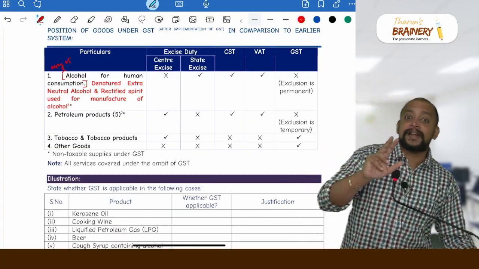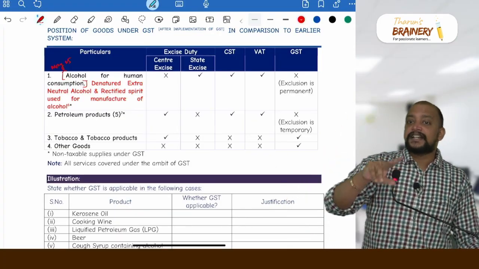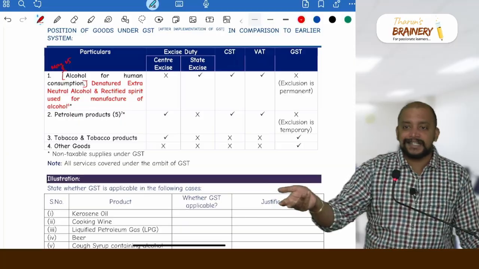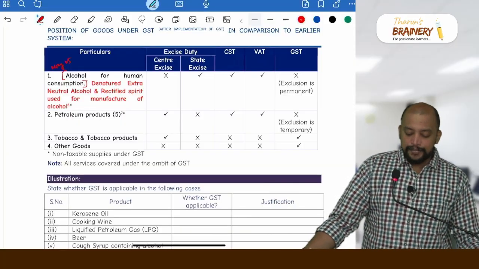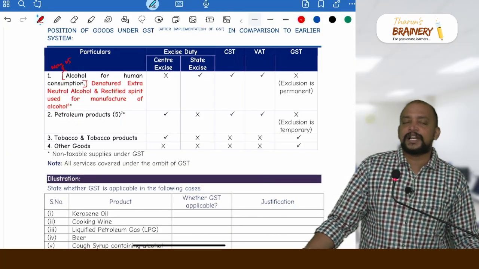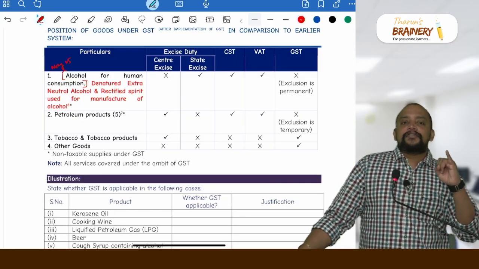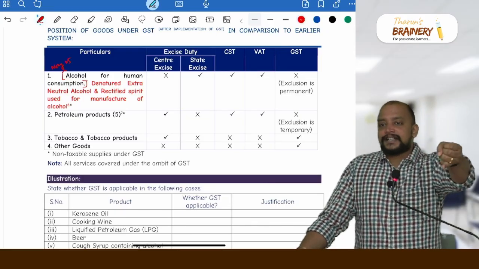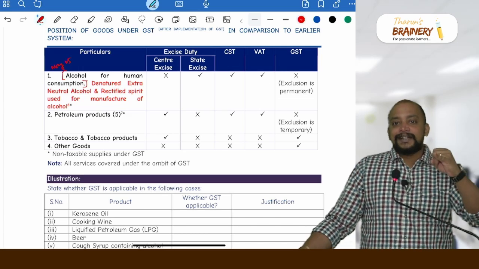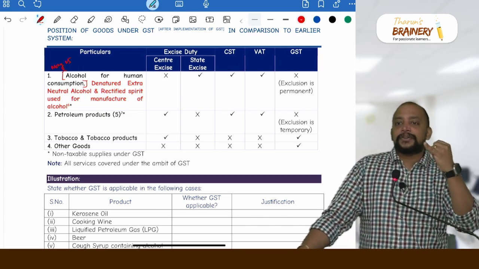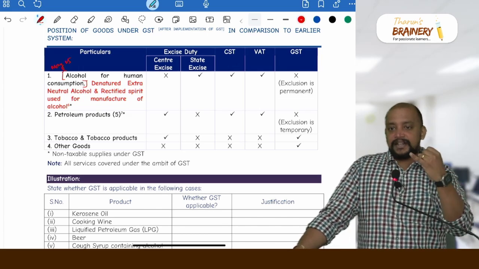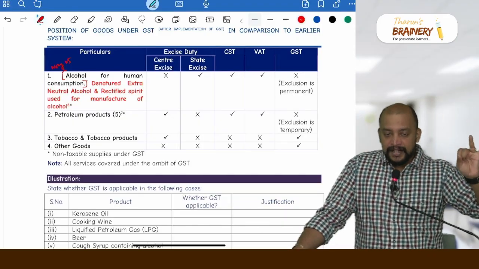Non-taxable supplies. Is it supplies? Yes, it is supply. But it is non-taxable, meaning you don't have to pay GST. Got it? You can see below, non-taxable supplies under GST. So tell me, what are non-taxable supplies under GST? Alcoholic liquor for human consumption, and from the next attempt it will be two more: DENA, denatured extra neutral alcohol, and rectified spirit. Then petroleum products, total 5.